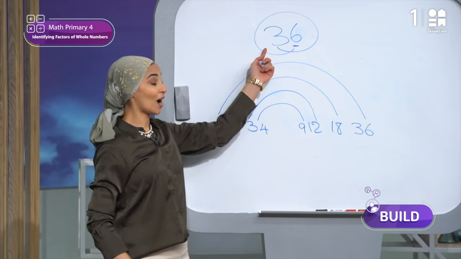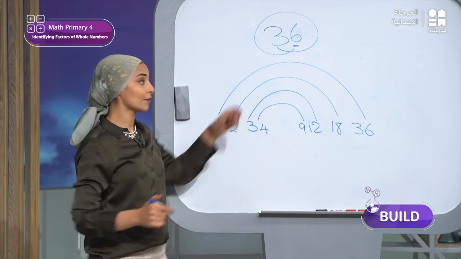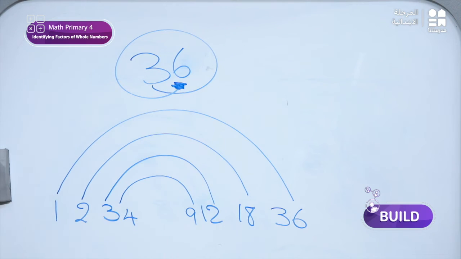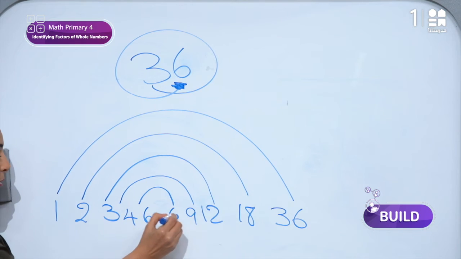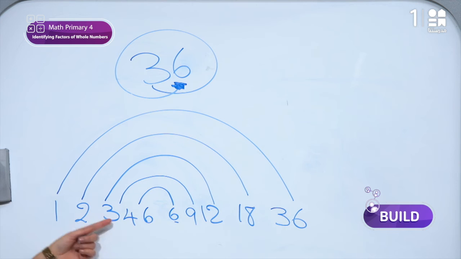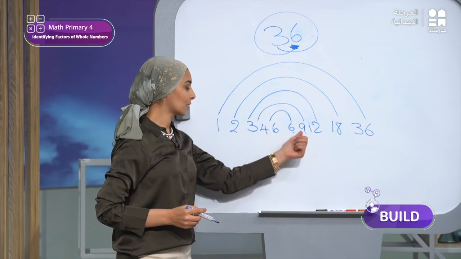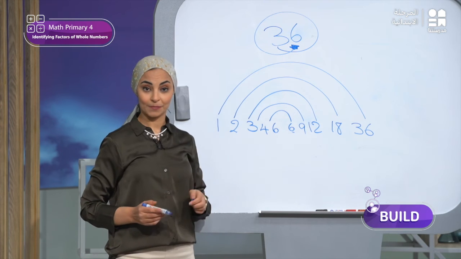طيب is 36 found in table 5? 5 factor of 36? No. عشان 5 لازم يكون this place أو last digit 0 أو 5. So 5 is not factor of 36. طب what about 6? Yes, I know that 6 times 6 gives me 36. So 6 is also factor of 36. So all these numbers 1, 2, 3, 4, 6, 9, 12, 18, 36 are factors of 36.